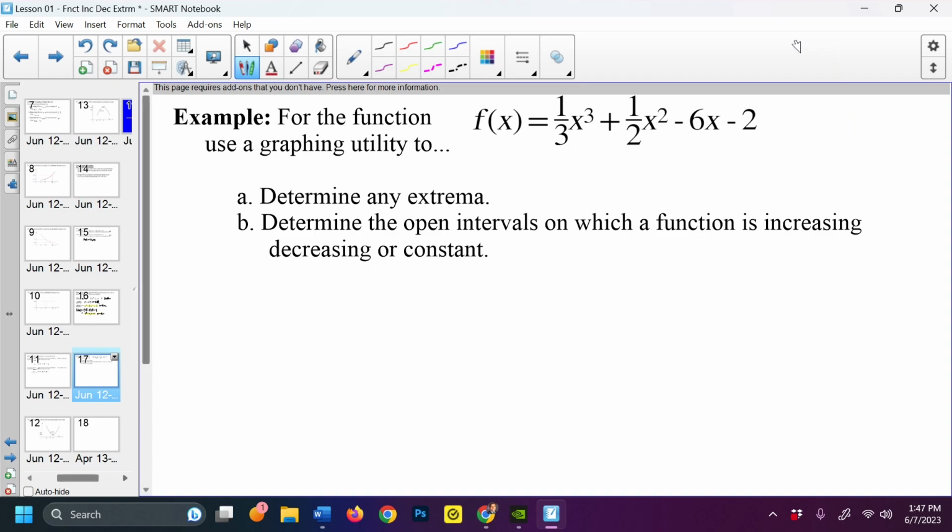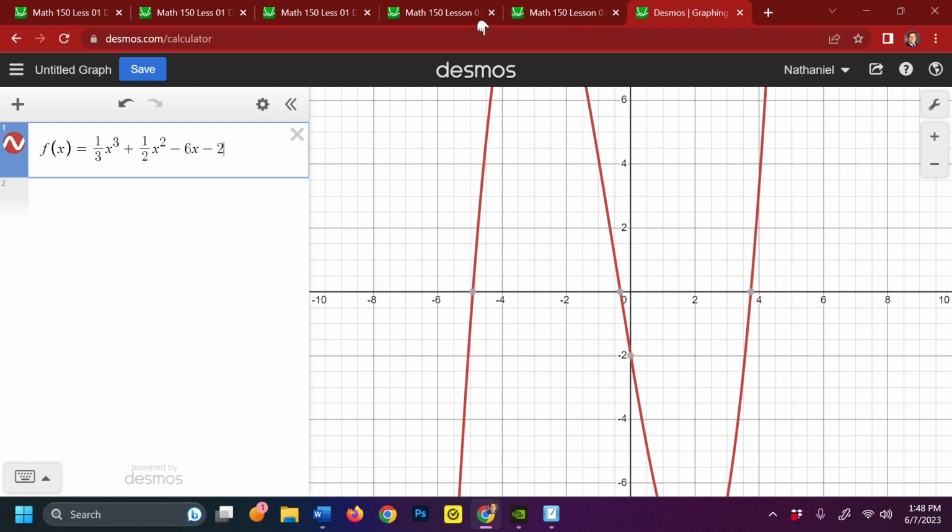All right, final example: the function f of x is equal to 1/3 x to the third plus 1/2 x squared minus 6x minus 2. Use a graphing utility to determine any extrema, and determine the open intervals on which the function is increasing, decreasing, or constant. All right, so I am going to go right to Desmos and plug this thing in. So I plugged in the function, and clearly this function has no symmetry. It's going to be neither even nor odd.